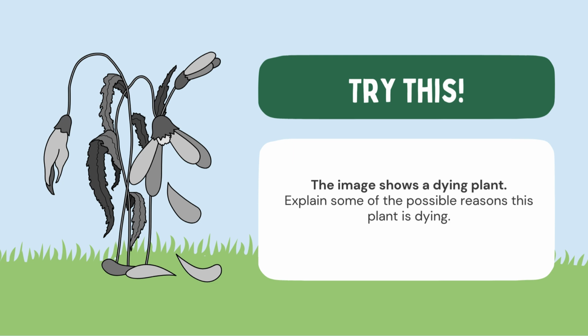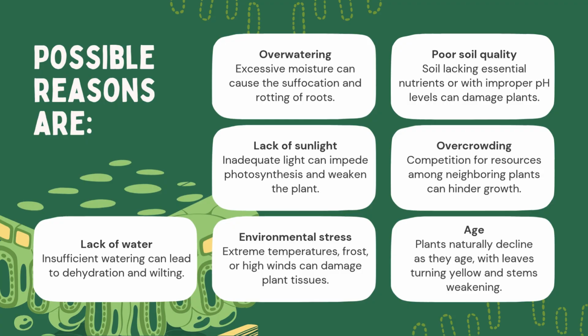The image shows a dying plant. Explain some of the possible reasons this plant is dying. Possible reasons are overwatering. Excessive moisture can cause the suffocation and rotting of roots. Poor soil quality. Soil lacking essential nutrients or with improper pH levels can damage plants.